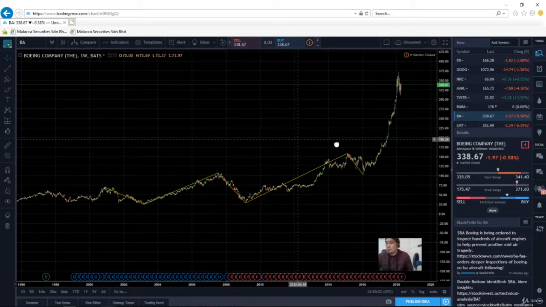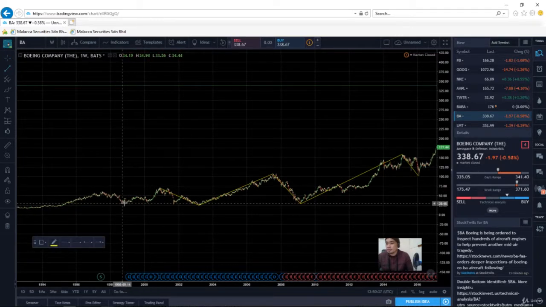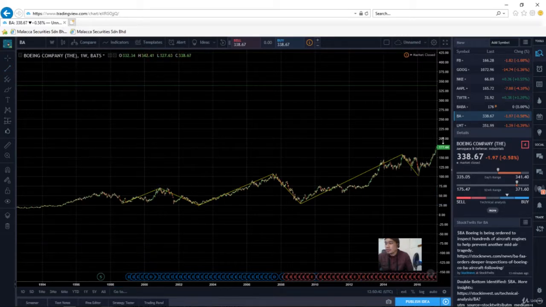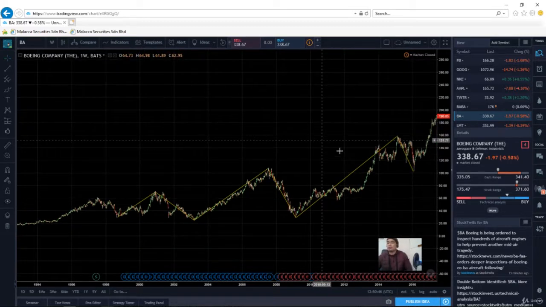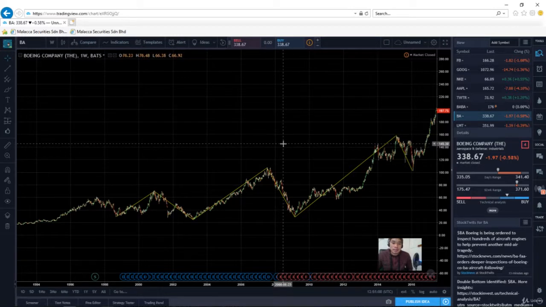Now, what do you notice about this Boeing company? What are you able to see before it goes up aggressively? We can see that the bullish price trend is getting longer. And you can see that at certain parts, the retracement becomes less and less aggressive, and shorter in time.